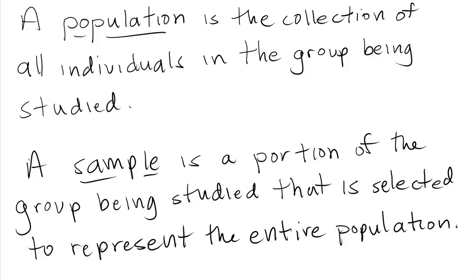Now, the way in which you choose that sample might give you good data or bad data, what we call biased or unbiased data. And we'll talk about that later. For now, just know that a sample is some smaller group. For the math nerds out there, it's a subset of the population. And the point of that sample is that it should somehow represent that population.